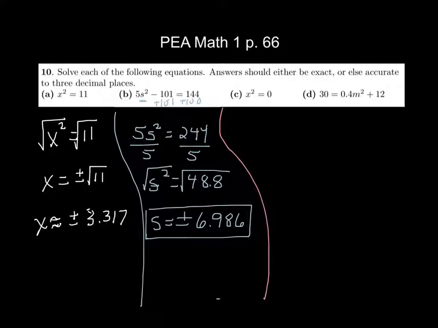C actually is really easy because we square root both sides here. Well, the square root of 0 is 0, and 0 is not either positive or negative, so the answer would be x equals 0.